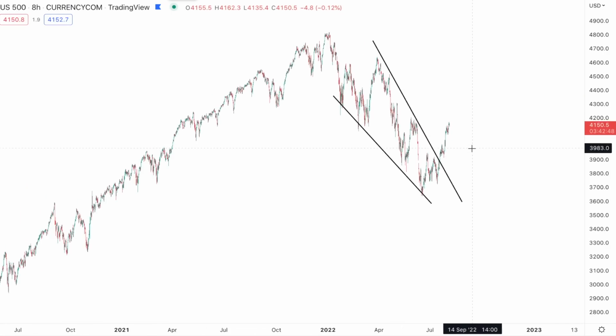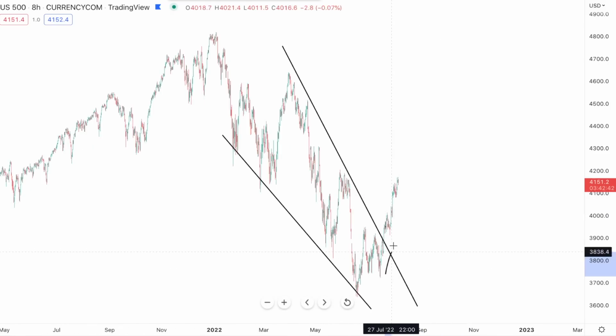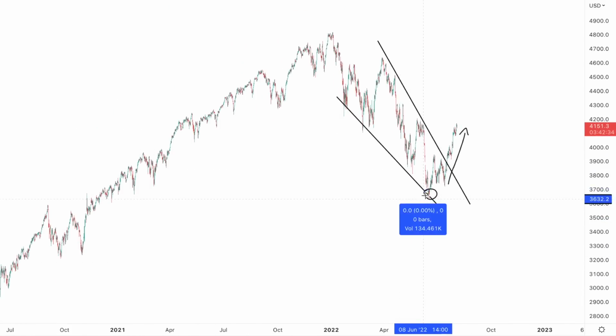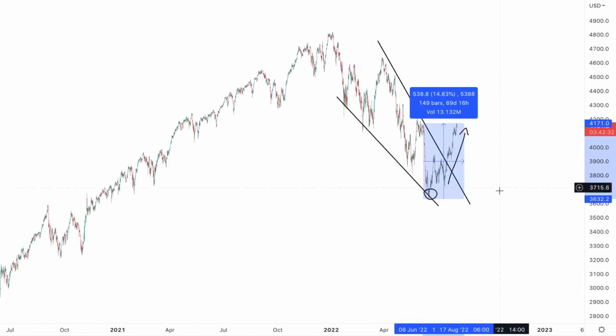This video is going to be focused on the S&P 500 that remains on this bull run here that we've been on since really the 17th of June. We've had a 14% move higher on the S&P 500. Did that mark the bottom in the S&P 500, or is there much more to go?